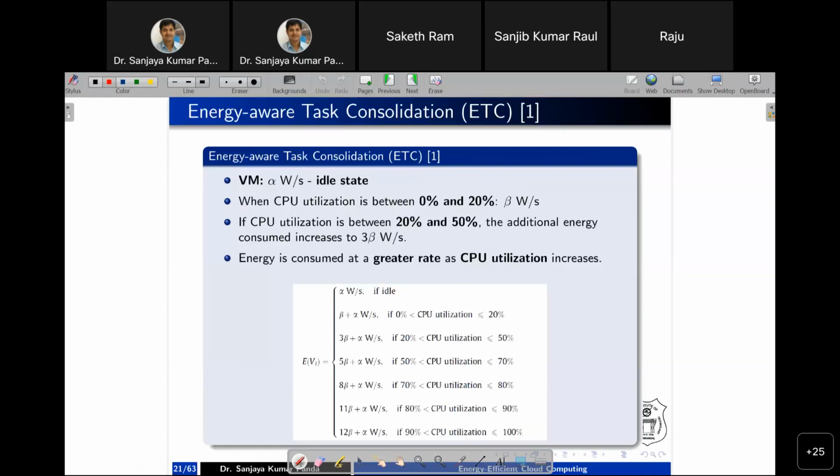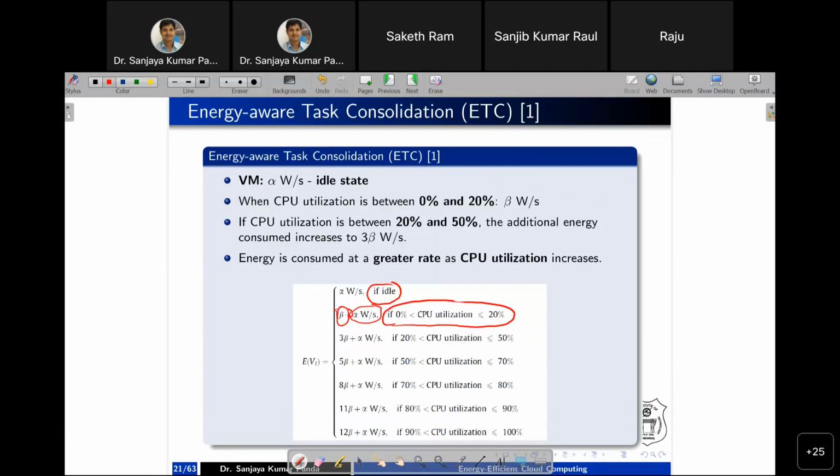Now, how are you going to calculate the energy? If the machine is idle, then assume that you are consuming alpha watts per second. Consider our mobile phone. Our mobile phone is switched on, but we are not using it. Then also you will see after 30 days or 60 days, your battery is going to decay each day. And after 30 days or 90 days, something like that, your mobile is going to be in switch off mode. But if the utilization is between 0% to 20%, then you will consume alpha watts per second, that is in the idle state, but additionally you will consume beta watt.